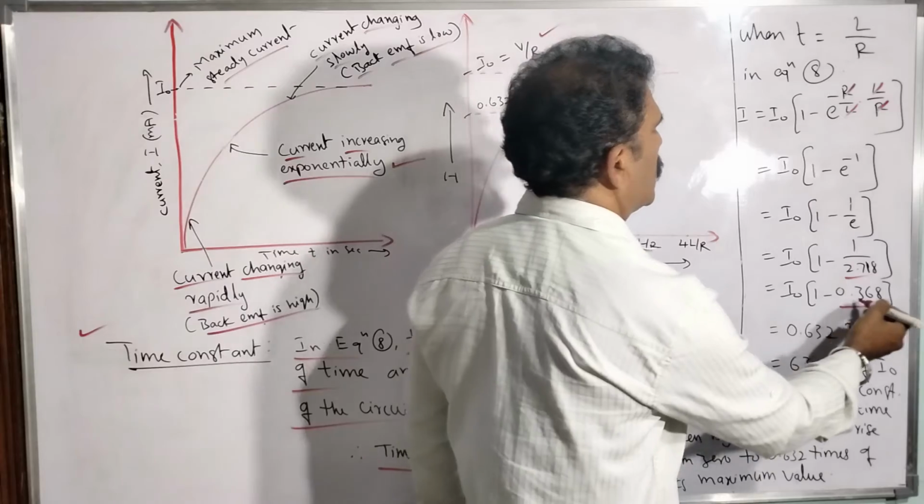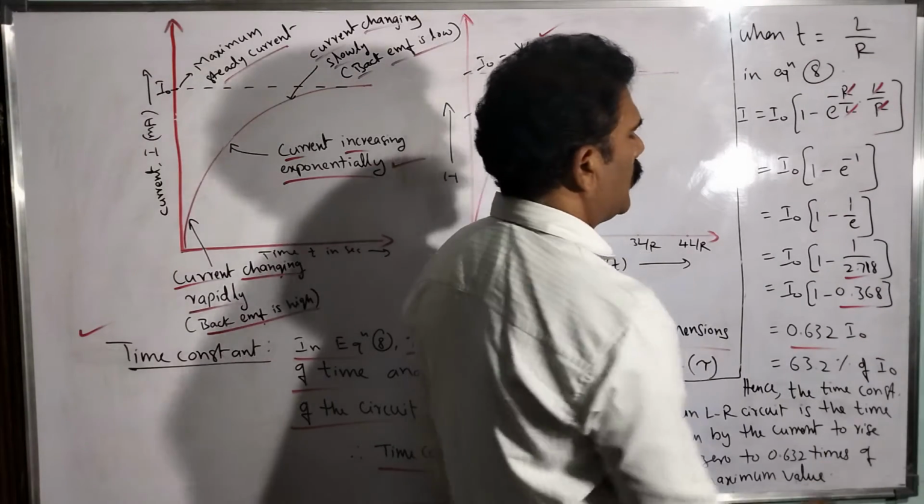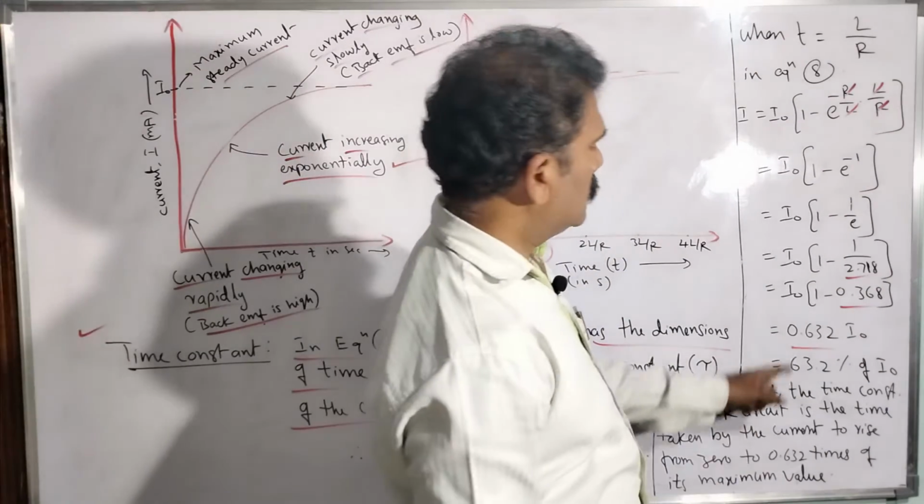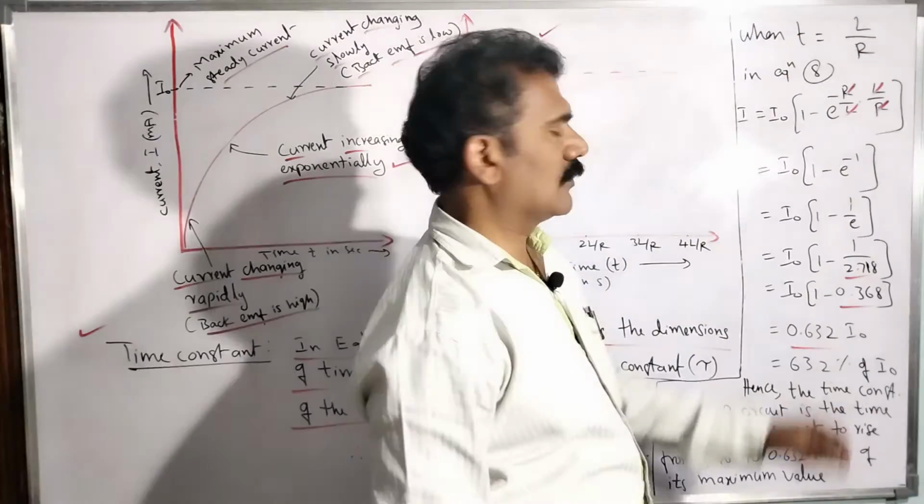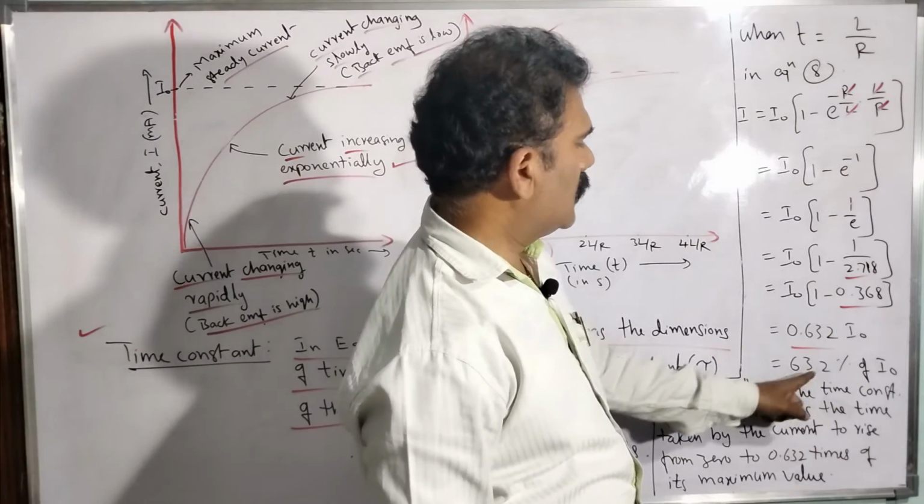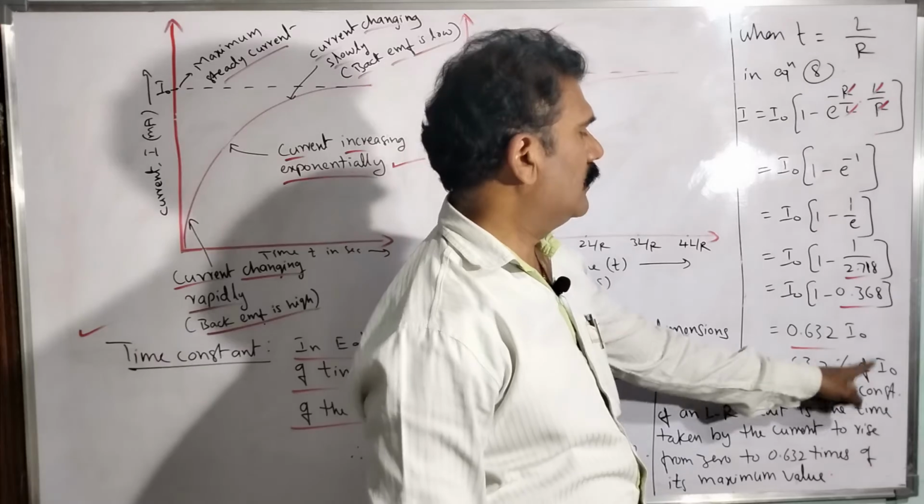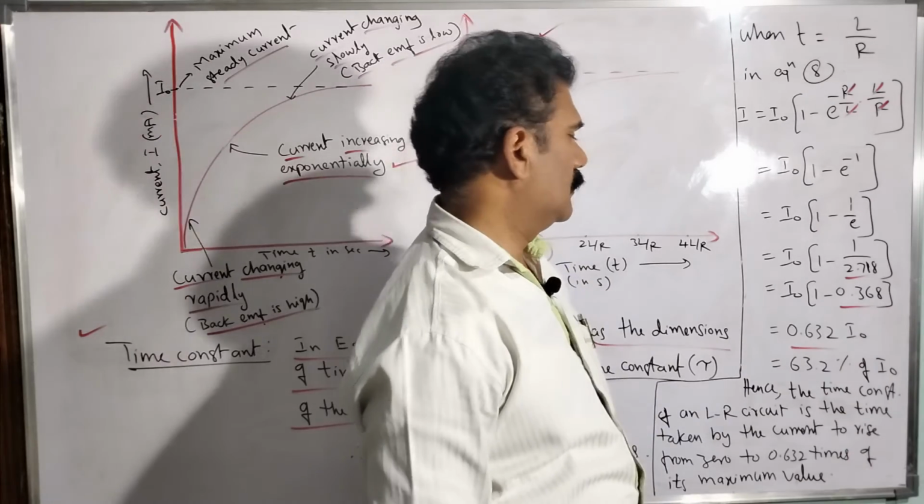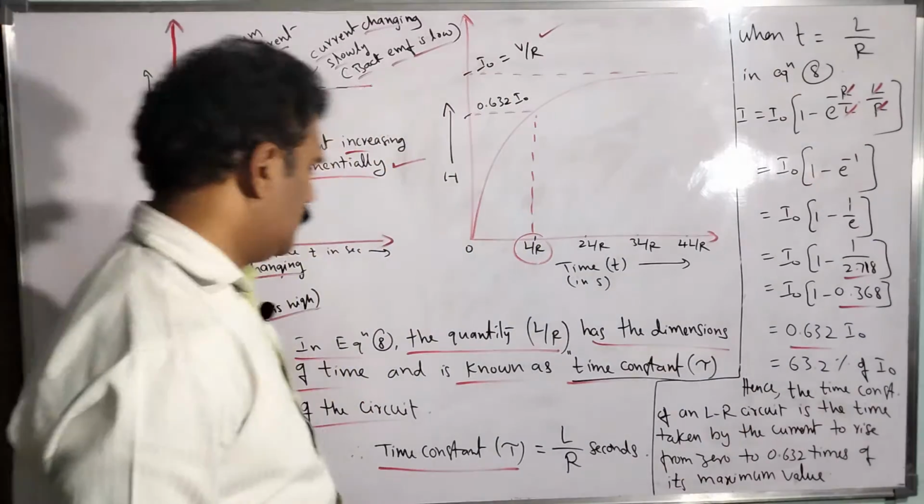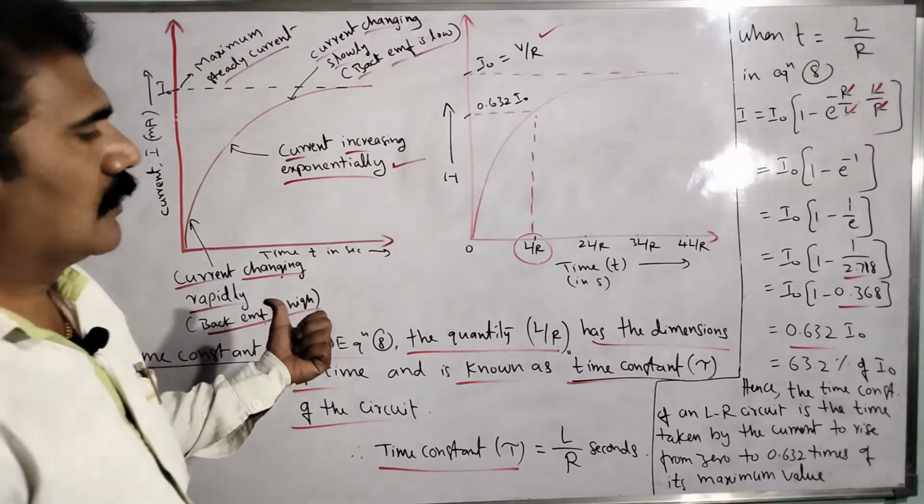So 1 minus 0.368 is equal to 0.632. So 0.632 times I naught only we will get. Okay, that's why we call it 63.2% of the maximum current I naught. Okay, then how do you define the time constant in case of an LR circuit now?